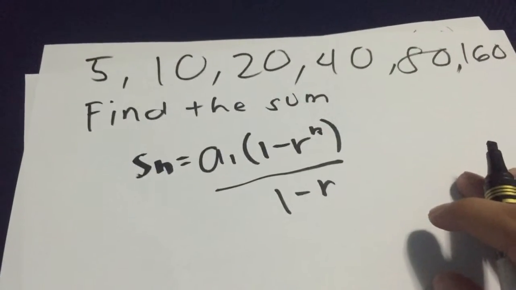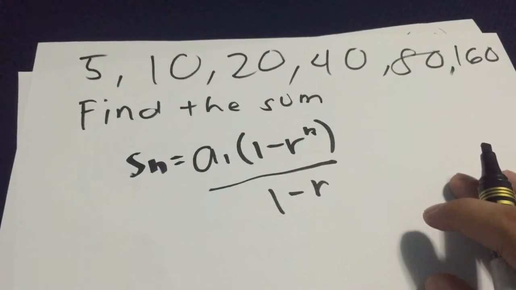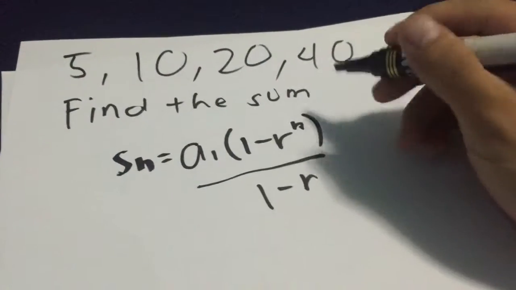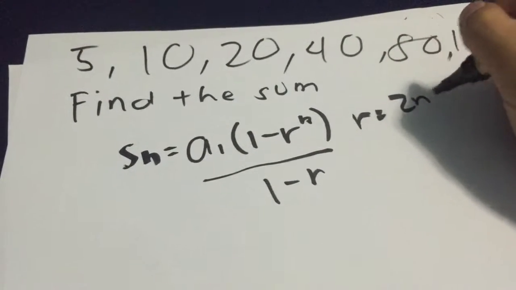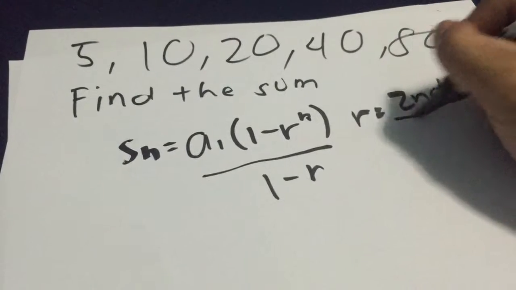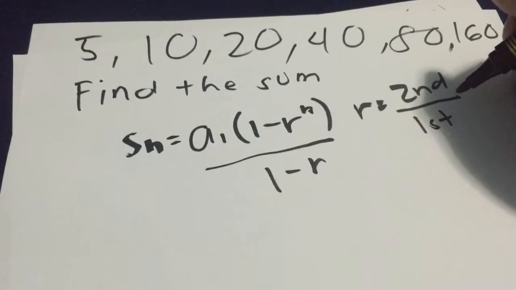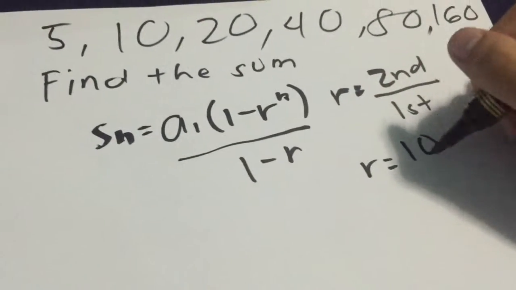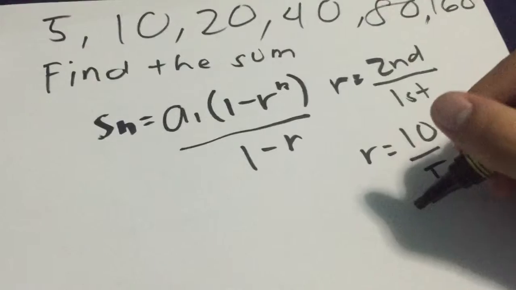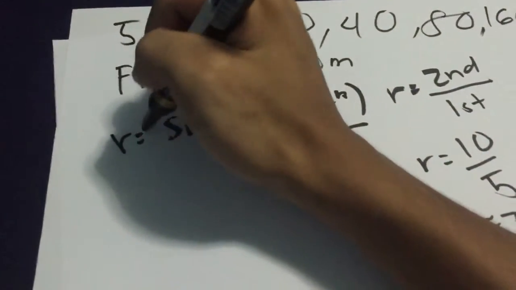So in this case, first we have to find the common ratio. The common ratio is the second term over the first term. So 10 divided by 5 is equal to 2. So the common ratio is equal to 2.